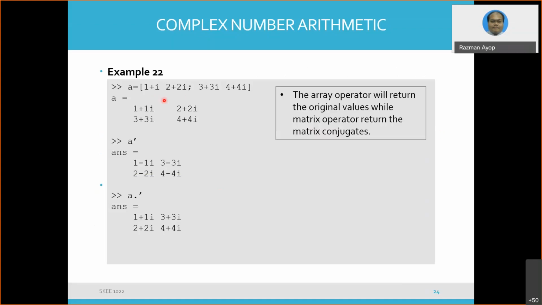Okay. So I give you a complex number here. So 2 by 2. And if you transpose here, you will get the matrix transpose. Okay. Matrix transpose means that, okay, this one, all of the values here become negative. Okay, you can see here. Transpose means that all of the values become negative, and for a matrix, you have to flip this. Okay, so you can see here.